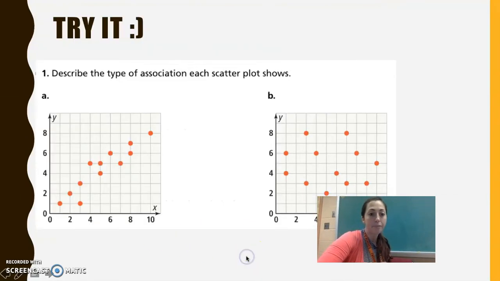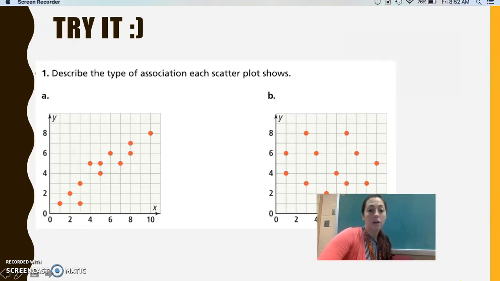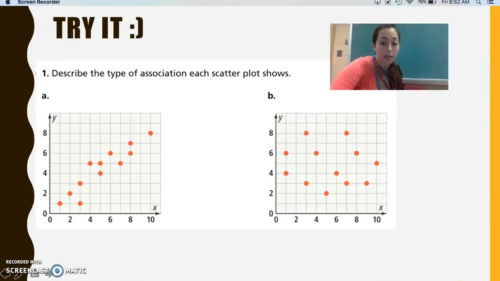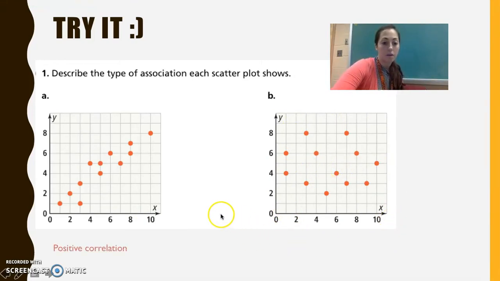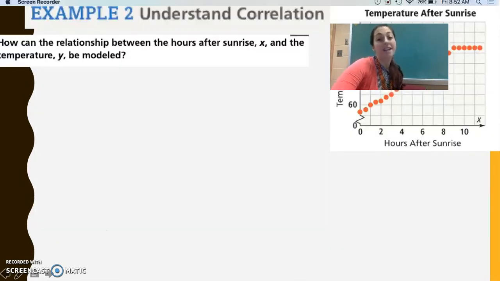I want you to pause the video, look at the scatter plots, and describe the association you're seeing. So the first one, what would you say? Well, they're increasing, so it's a positive association. And then B, the points are all over. That means there's no association. I wrote correlation, but really it should be association. We didn't talk about correlation till now.